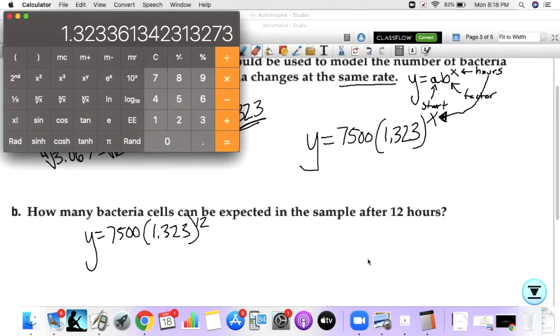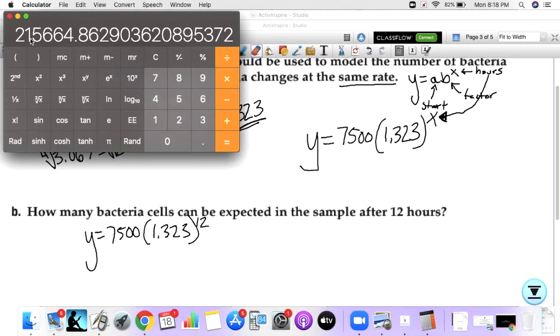So I'm going to come over here, 1.323, and then I'm going to raise it by pressing this button to the 12th, and I get a hot mess. Okay, now I'm going to keep that on my calculator. I just did my exponent. I'm going to now multiply it by my initial amount, which was 7,500.